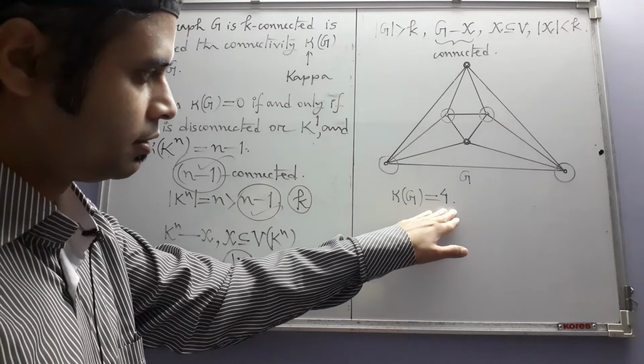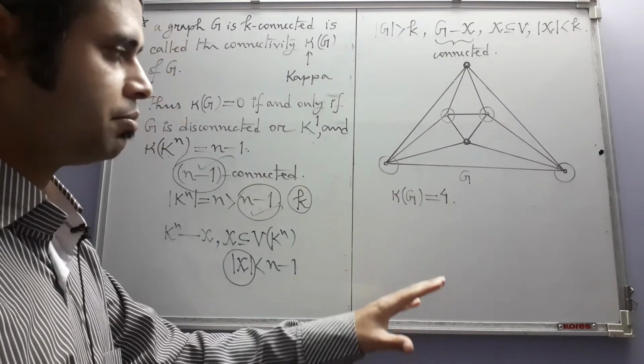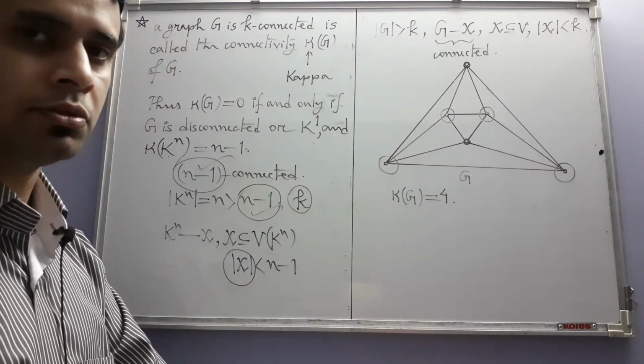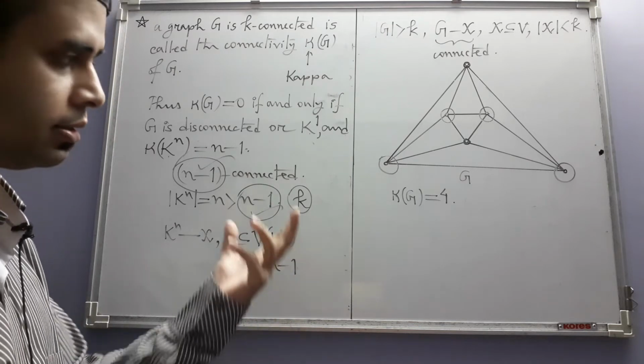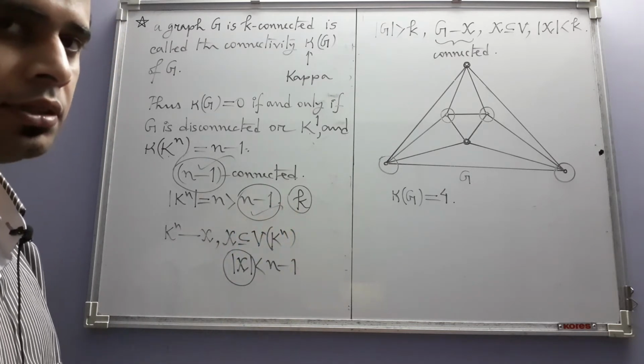That is the minimum that has to be removed to make the graph disconnected. That is the notion of connectivity.